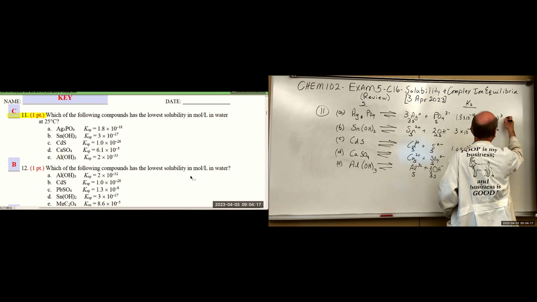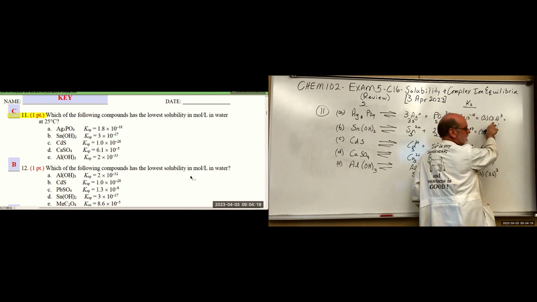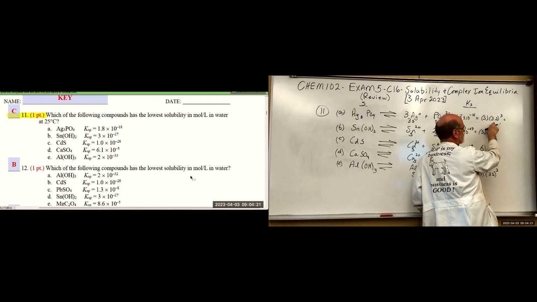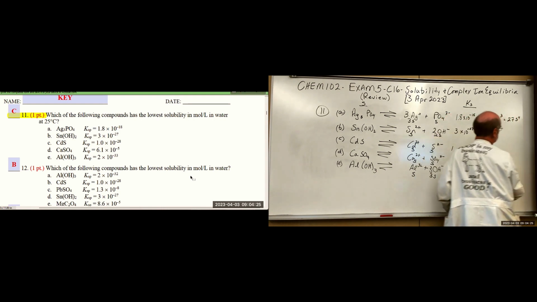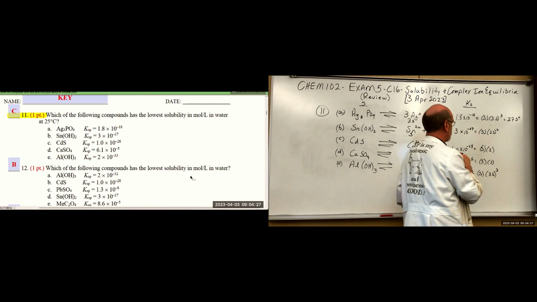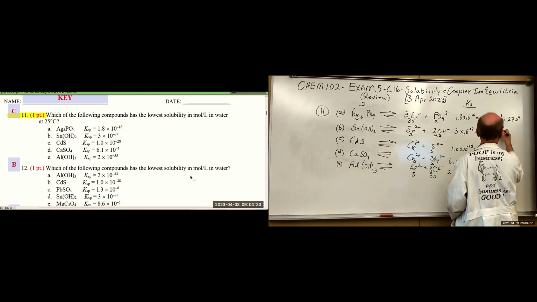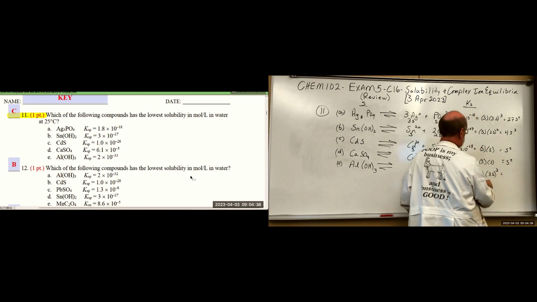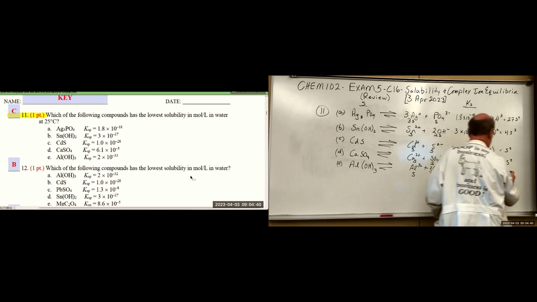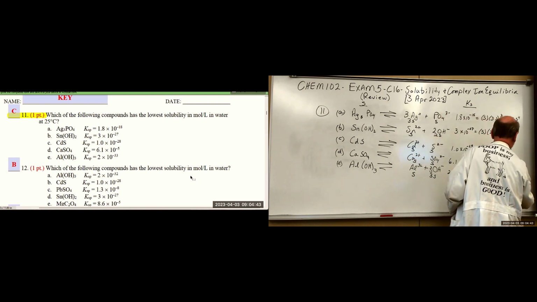So this term here is going to be 3 times 3 times 3 is 27, s to the 4th. This one, well, we did this one before. This one should be 4s cubed. This one's going to be s squared. This will be s squared. And this will be same as that one, 27 s to the 4th.